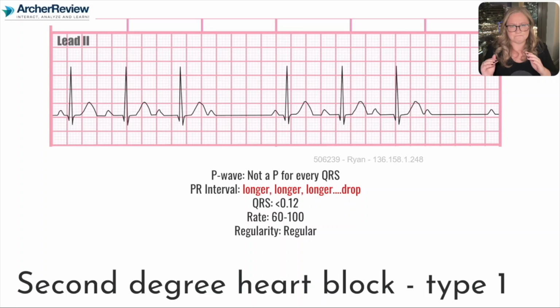gets a little longer, then it gets a little longer, and then all of a sudden we have what's called a dropped beat, where there's a P wave and no QRS complex. That electricity doesn't get from the atria to the ventricles, and we miss the ventricles contracting. We miss a heartbeat. So the PR interval gets longer, longer, longer, drop. And then you have a Wenckebach. That's how you can remember second degree heart block type 1.